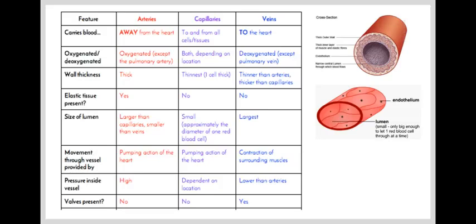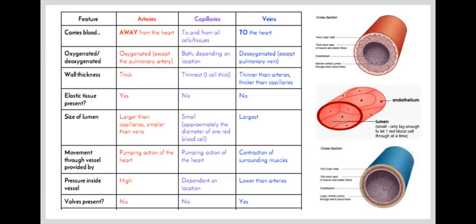Movement through our capillaries is also brought about by the pumping action of our heart, but because there's no muscle or elastic layer, the pressure inside these vessels depends on the location. So the closer to the heart, the greater the pressure. The further away from the heart, the less pressure there is inside these capillaries. And just like our arteries, there are no valves present. So lastly, with our veins, their job is to carry blood back to our heart.